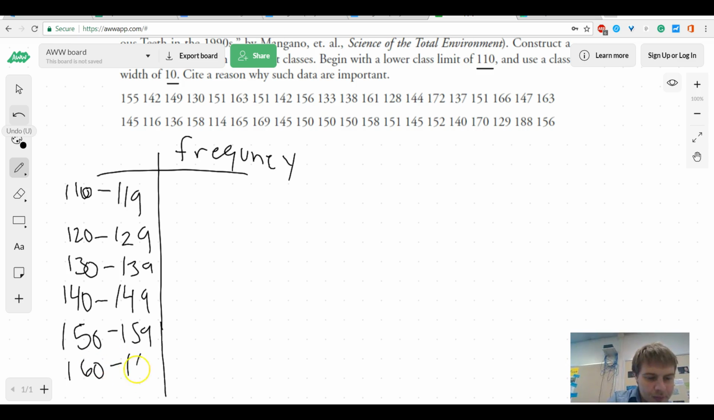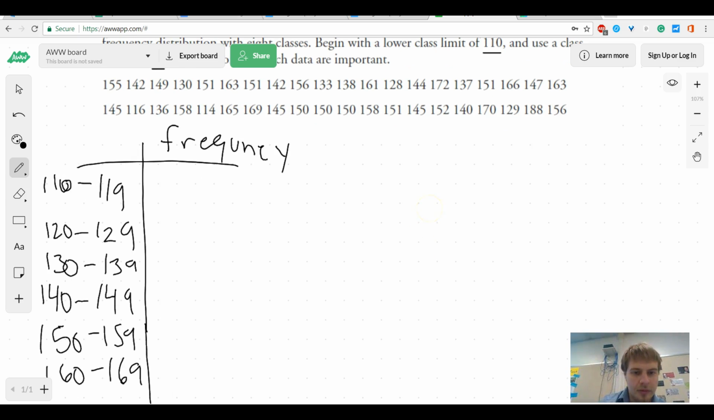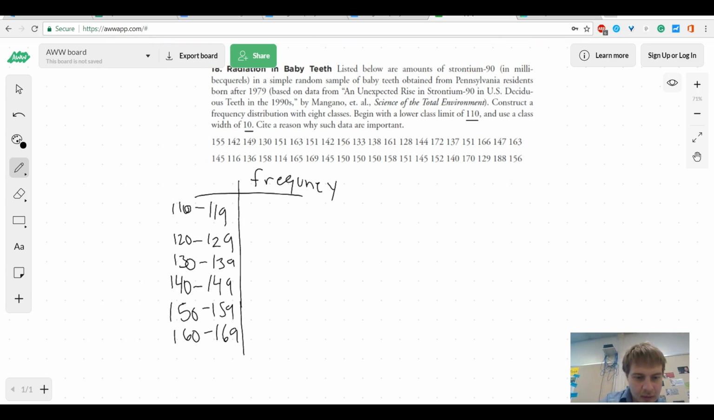And then we have to make sure we include the biggest number, which is 188, I think. So, since it is 188, we'll just have to make sure that that is included. So this would be 170 through 179. And then 180 through 189. Perfect. Now we just have to list how many of these things are there.